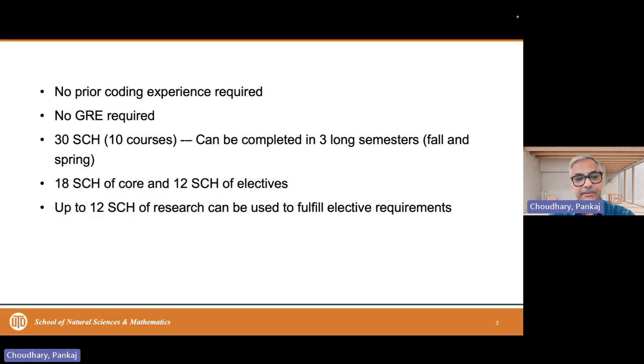Now, out of these 30 credit hours, 18 credit hours are for core courses. So there are 6 core courses in the program, and then there are 12 credit hours of electives, and these count for 4 courses. But then, instead of taking courses for these 12 credits, one can take research for these 12 credits, and they can also be used to fulfill elective requirements.